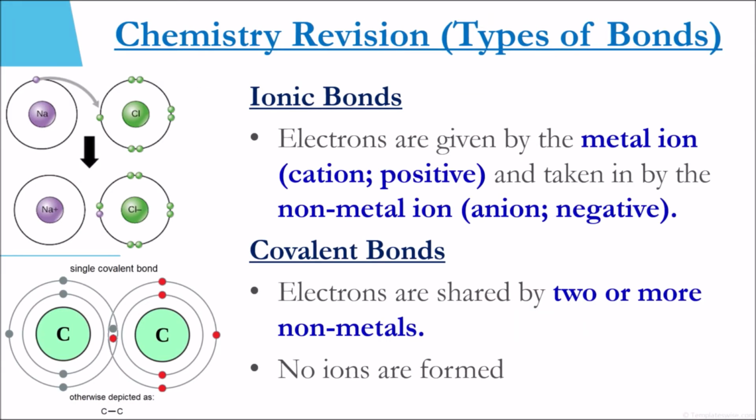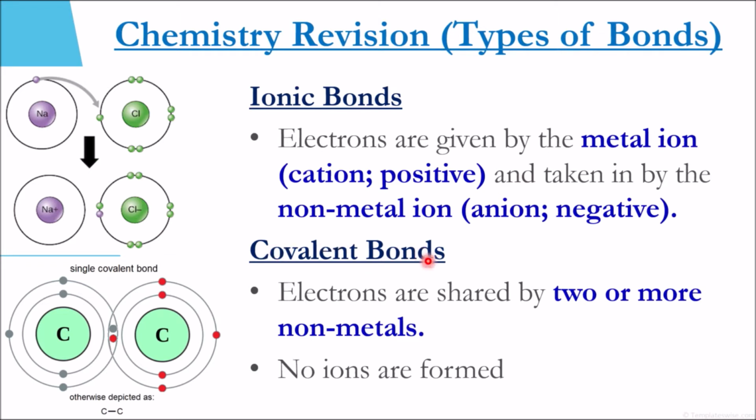So, in terms of the differences between ionic and covalent bonds, ionic bonds occur because electrons are given from the metal cation and it's taken in by the non-metal anion. You can see in this case, sodium is a metal. It gives its electron to chlorine and you get sodium chloride.